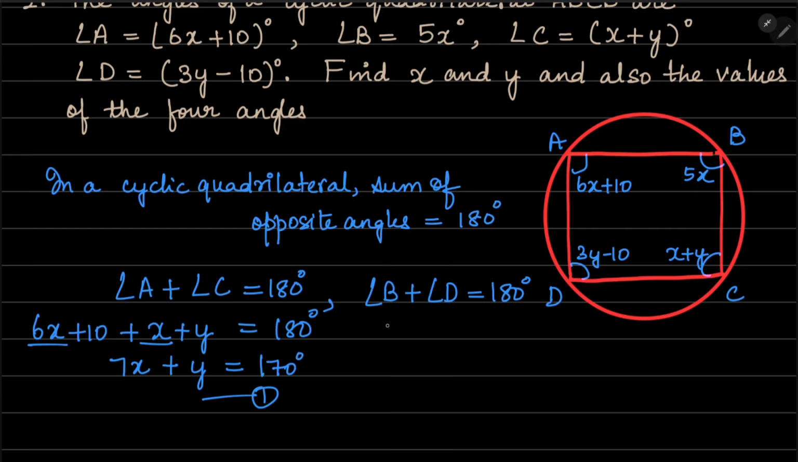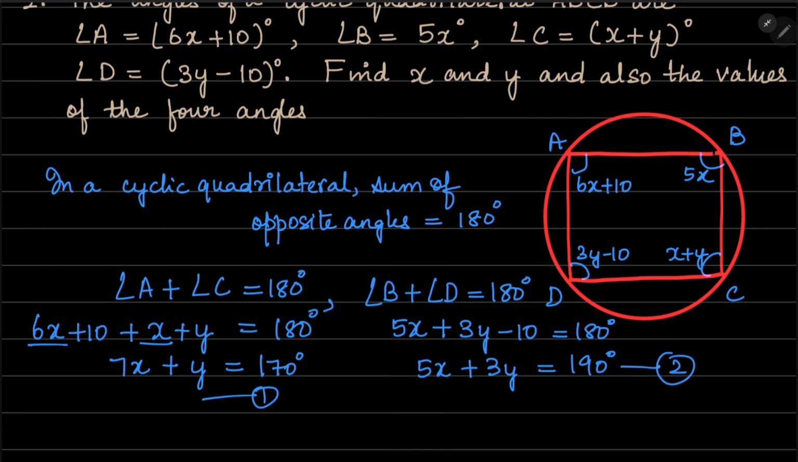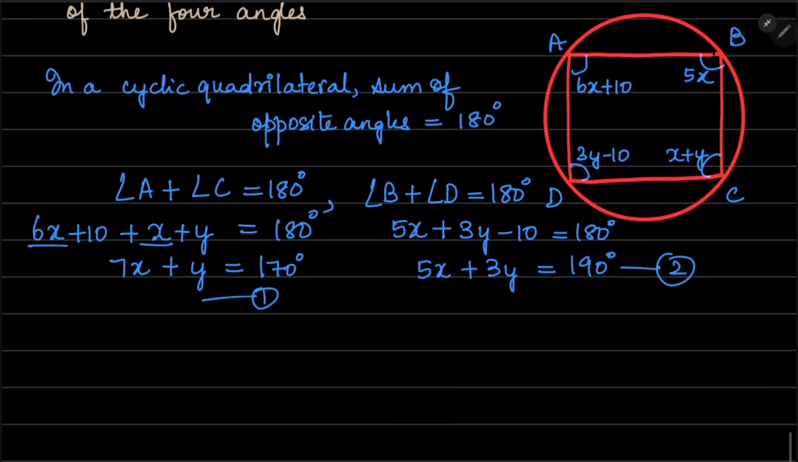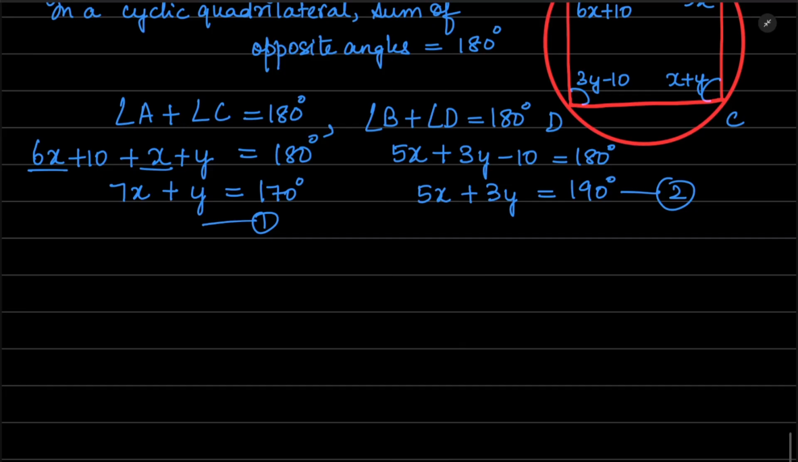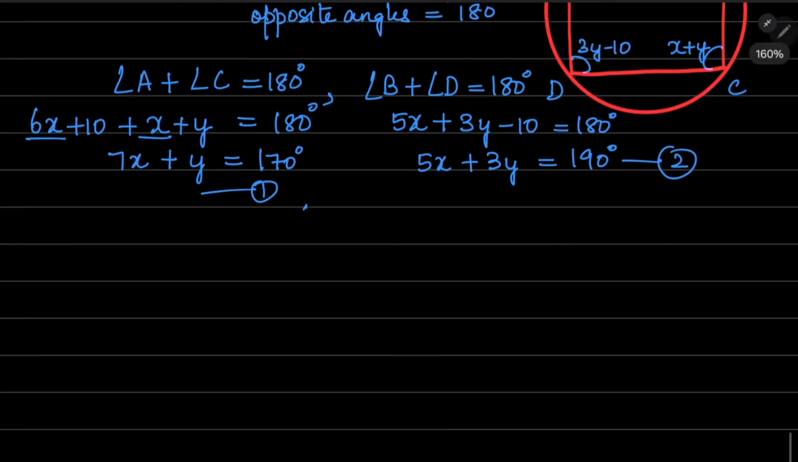Now, what is angle B? B is 5x plus angle D, which is 3y minus 10, equal to 180 degrees. So 5x plus 3y is equal to 180 plus 10, which is 190 degrees. Let these be your equations 1 and 2. Again, I am going to use the elimination method. You can choose any method you wish, even the substitution method. So I am going to multiply equation 1 by 3.